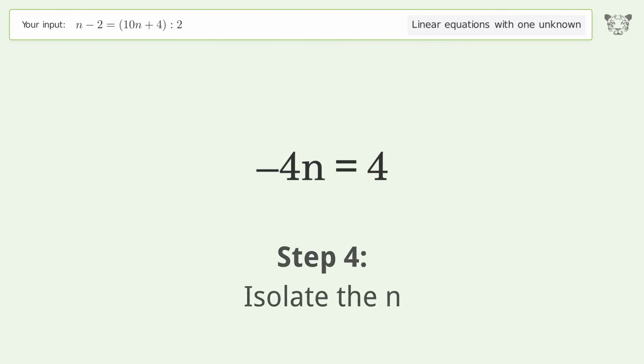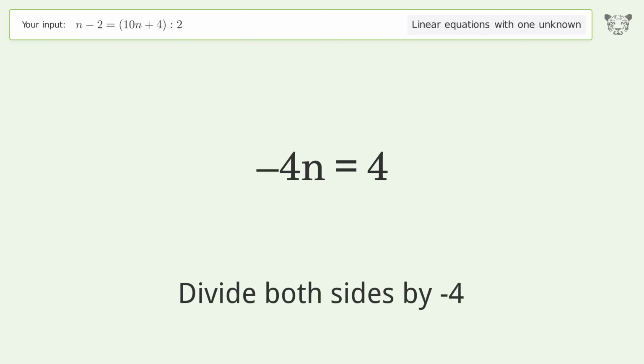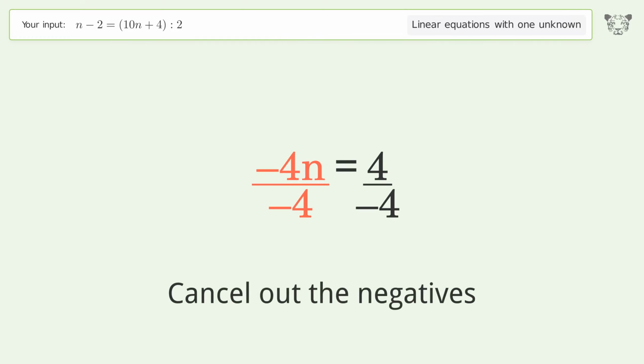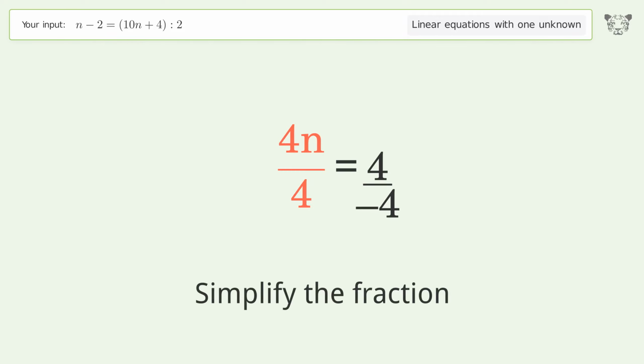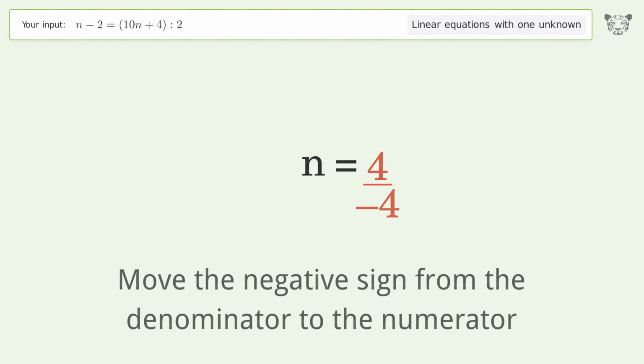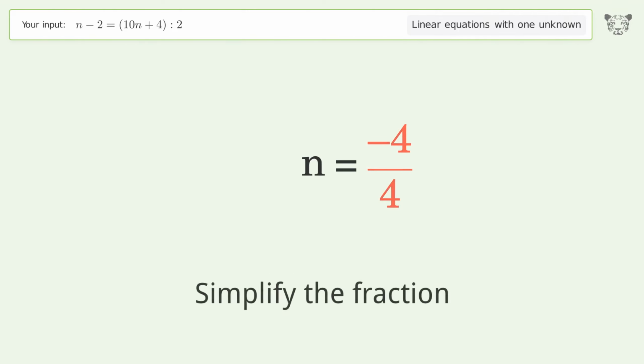Isolate the n. Divide both sides by -4. Cancel out the negatives. Simplify the fraction. Move the negative sign from the denominator to the numerator. Simplify the fraction.